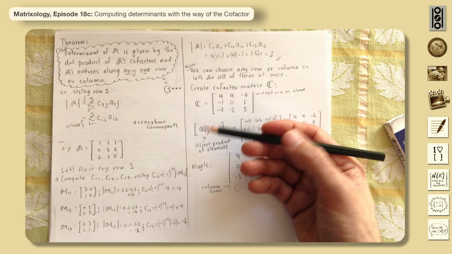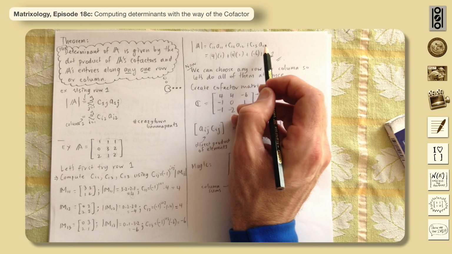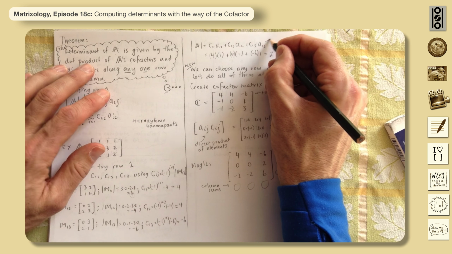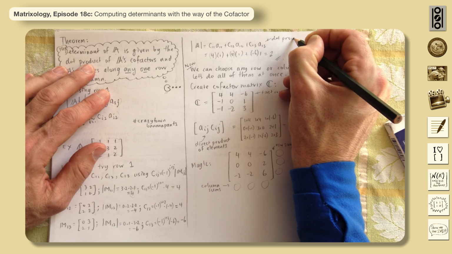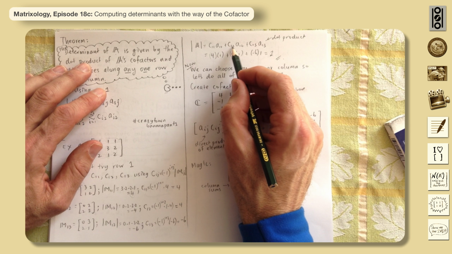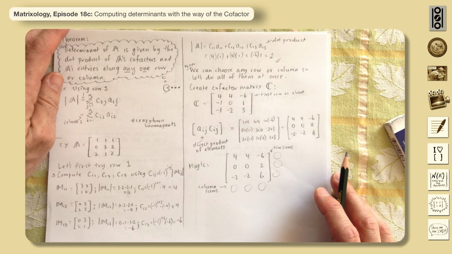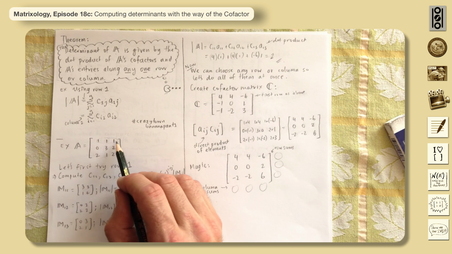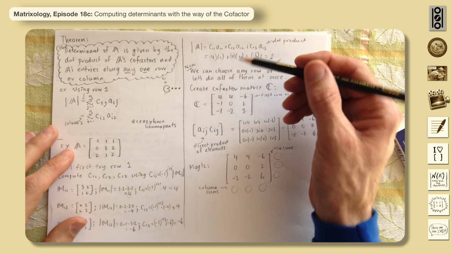So the claim is then that the determinant of A is this dot product. This is a dot product. Right? It's C11 times A11, C12 times A12, C13 times A13. So if you like, it's the cofactor associated with the first row and the entries of A along the first row. So let's put them in.